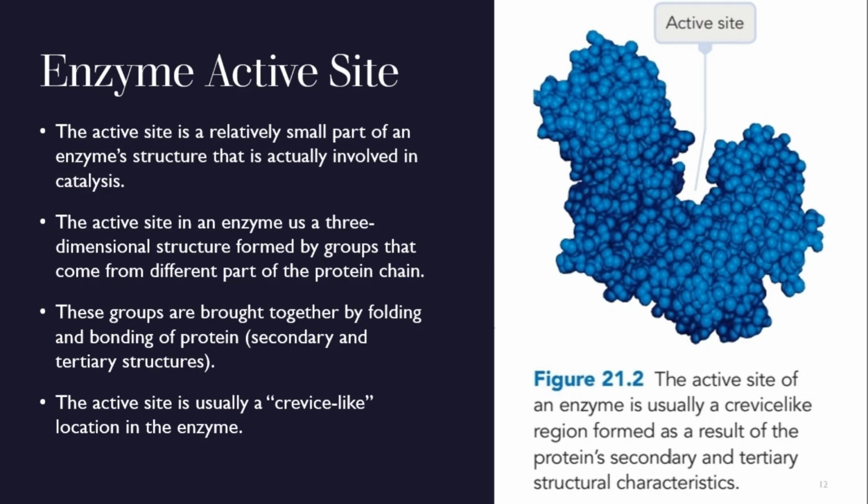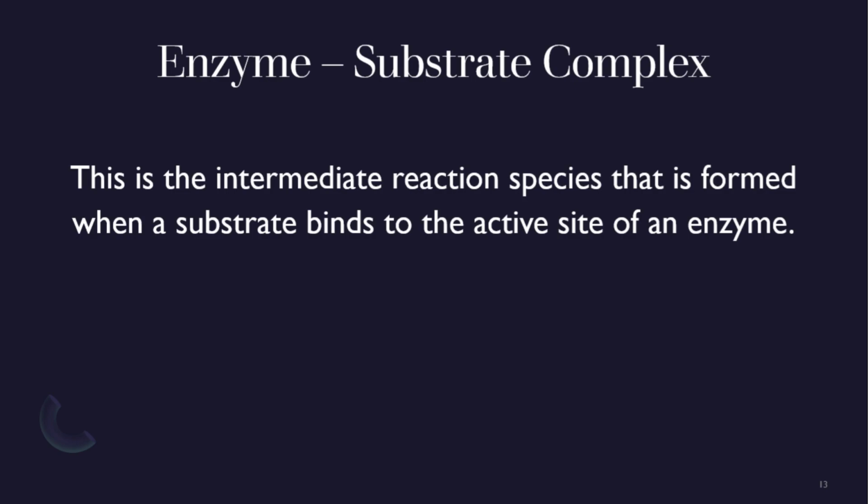and carries a reaction. The active site in an enzyme is a three-dimensional structure formed by groups that come from different parts of the protein chain. These groups are brought together by folding and bonding of proteins, basically secondary and tertiary structure. So if you haven't already known, an enzyme active site is actually bonding of many proteins to the point it creates a cluster. The active site usually is a crevice-like location in the enzyme.